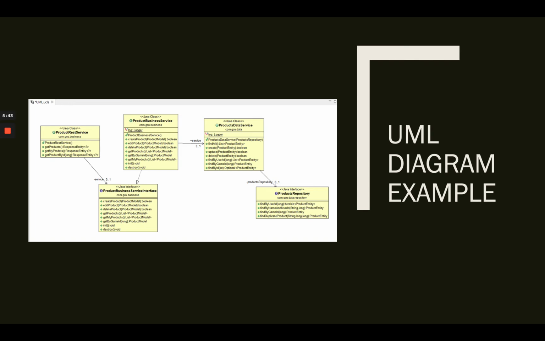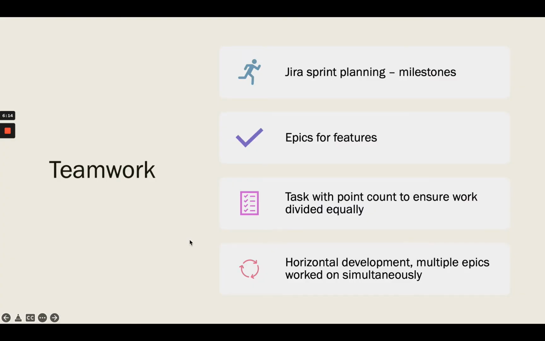So here's an example of our UML diagram, just a small part of it. You can see that we have a product data service, which is going to be used in our products repository, and that is an example of composition. Then we have our product business service, which is going to be inheriting our product business service interface and ensuring we have a contract there. Then we have our product REST service, which is also going to be inheriting our product business service interface. And so that's just a small example of a UML.